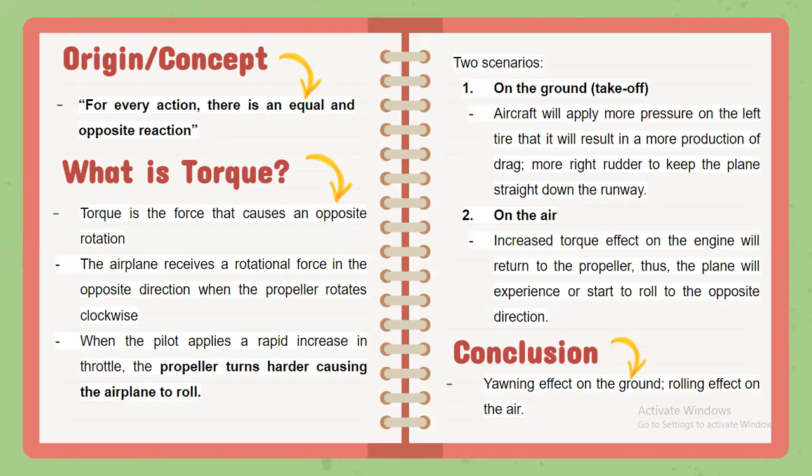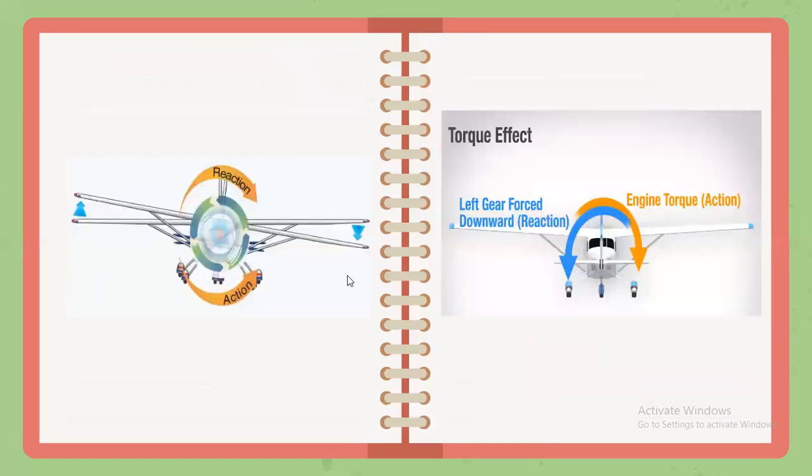But when the aircraft is in the air, increased torque effect on the engine will return to the propeller, thus the plane will start to roll in the opposite direction. So when an aircraft is on the ground, it experiences a yawing effect, but when it is in the air, it experiences a rolling effect. From this picture, we can see that Newton's third law of motion is applicable, because in this action, the propeller is turning hard to the right, but for this reaction, the aircraft wants to roll to the left.